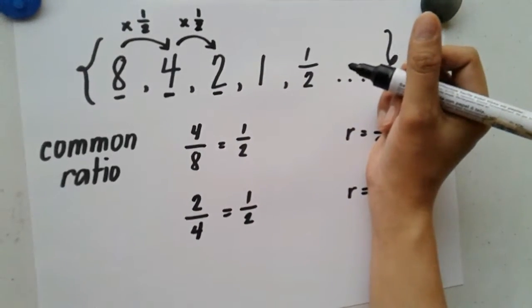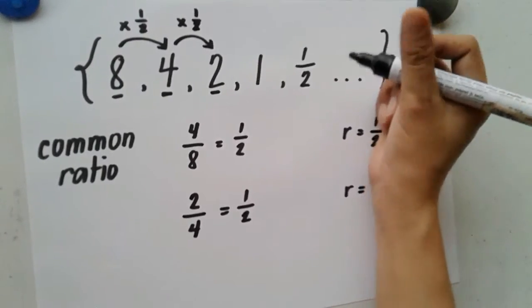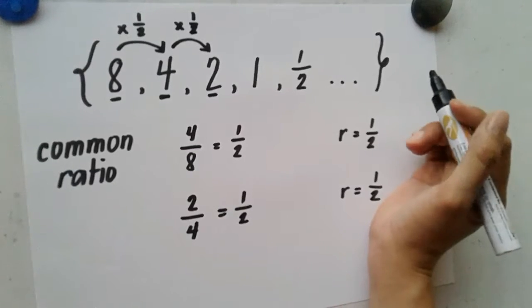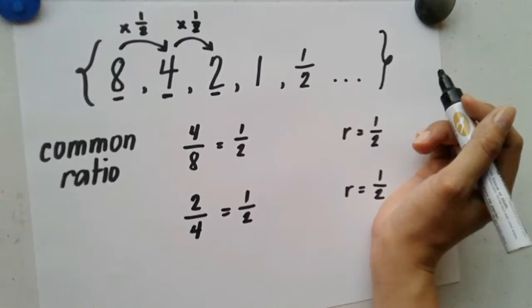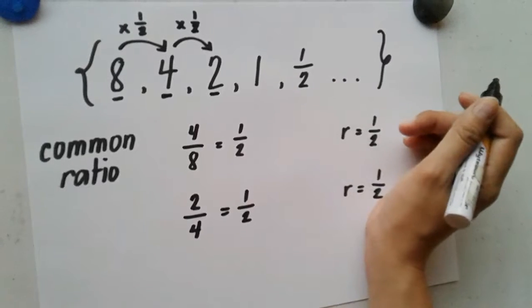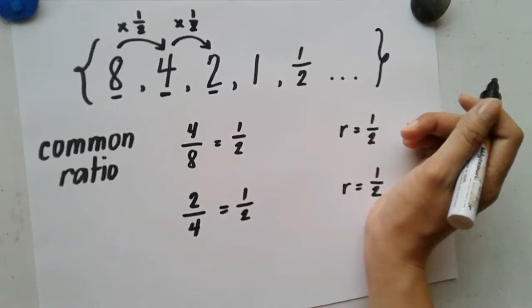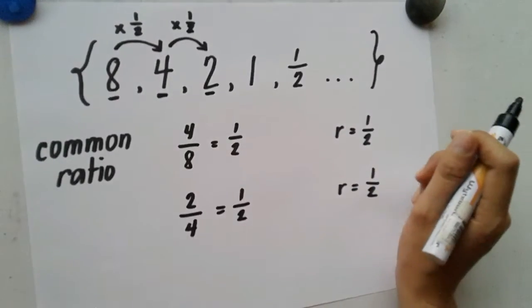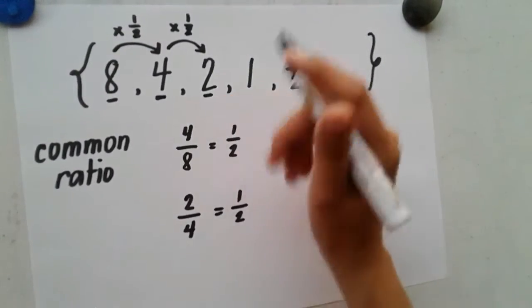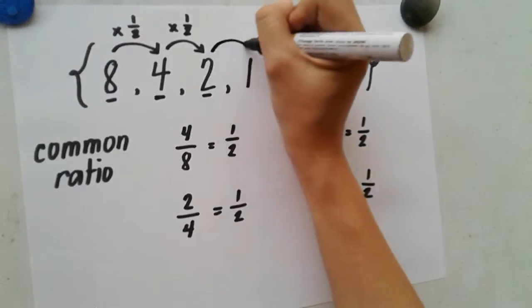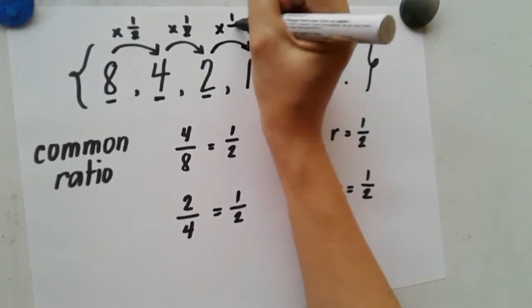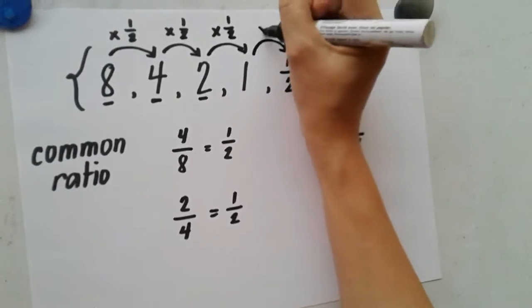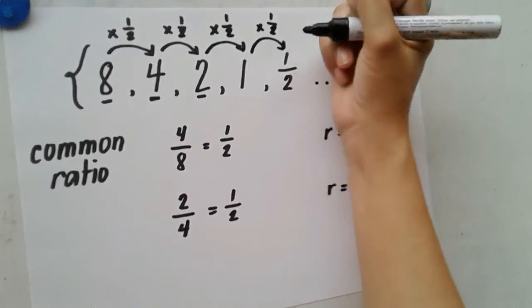But does this pattern of multiplying by 1/2 to get to the next term continue? Well, we need to check the rest of the terms in the sequence to make sure they follow this pattern. If they do, we have a common ratio, and that means our sequence is geometric. So let's look. If we take 2 and multiply it by 1/2, we get 1. And if we take 1 and multiply it by 1/2, we get 1/2.